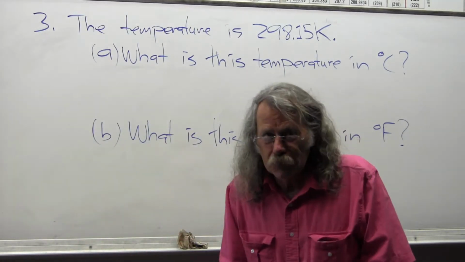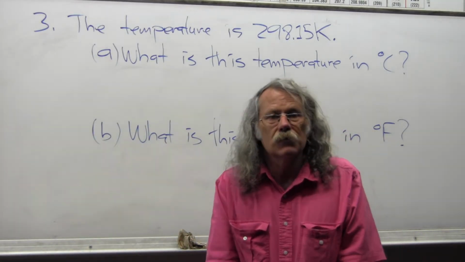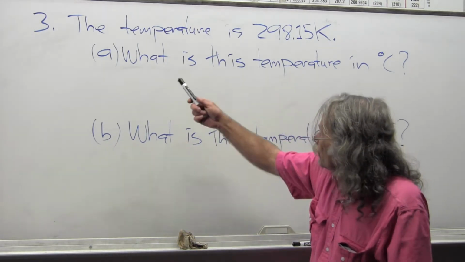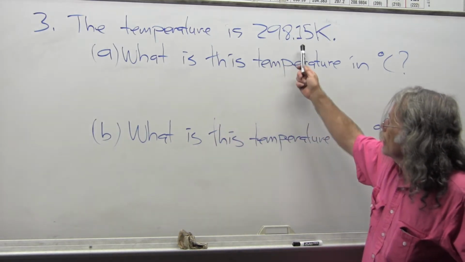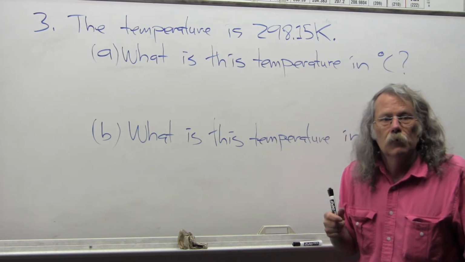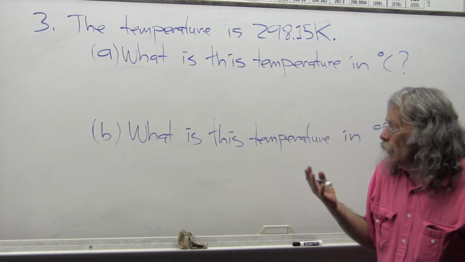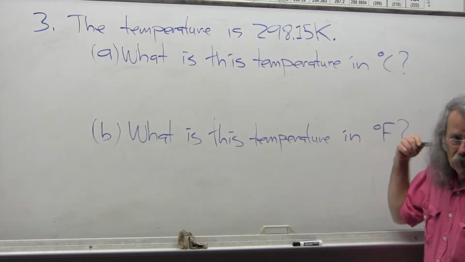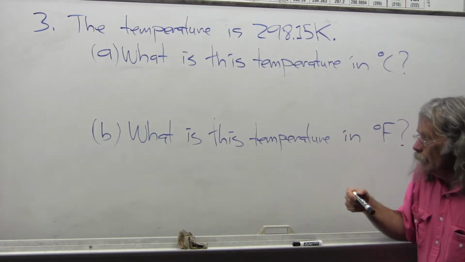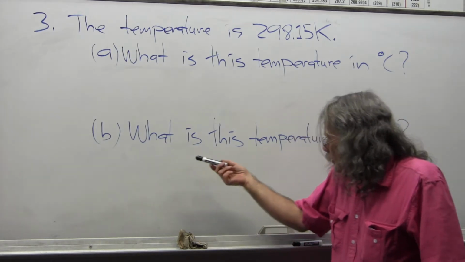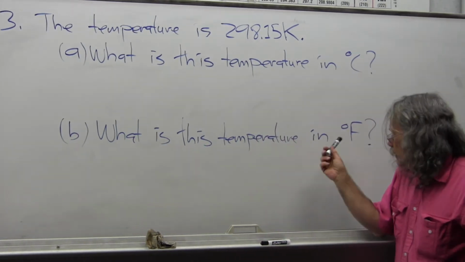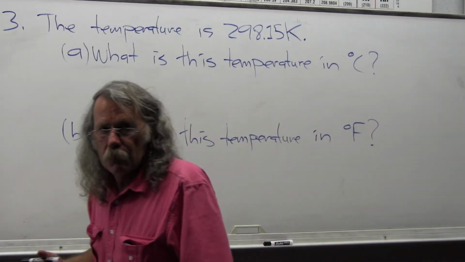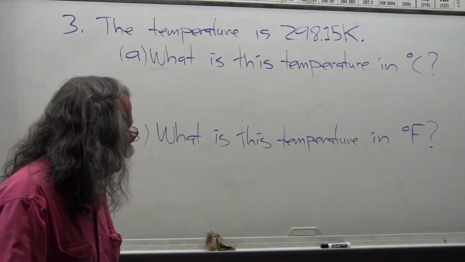This problem number 3, it's another dimensional analysis problem. And the problem itself is the temperature is 298.15 Kelvin. And then I asked the two following questions. What is this temperature in degrees Celsius? That's part A. And then part B is what is this temperature in degrees Fahrenheit? And so this is just simply a matter of converting from one unit to another.